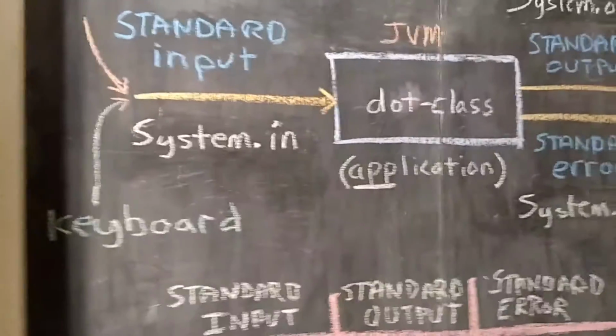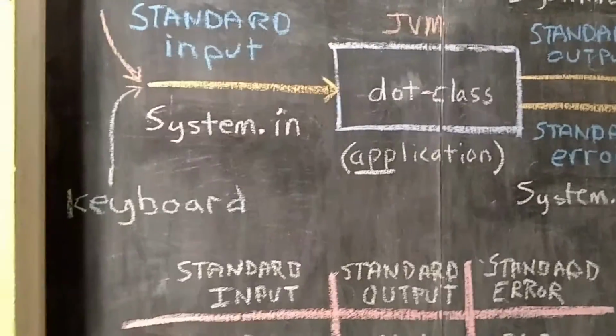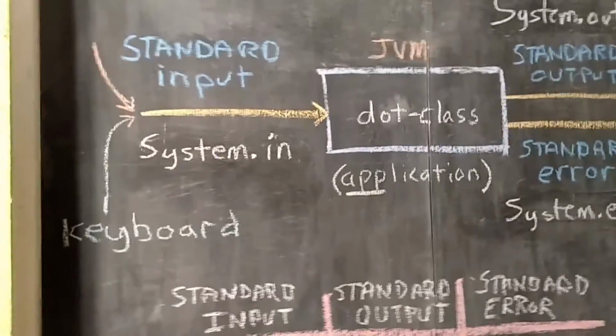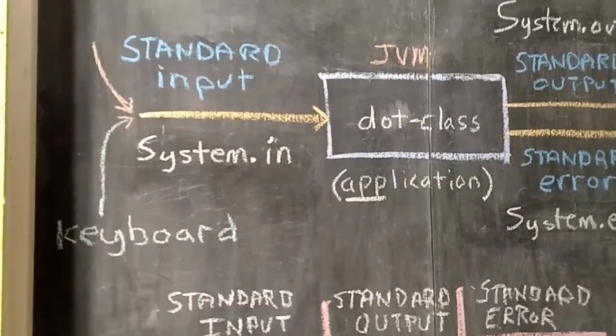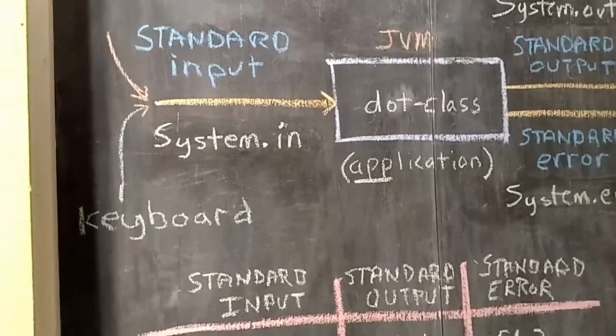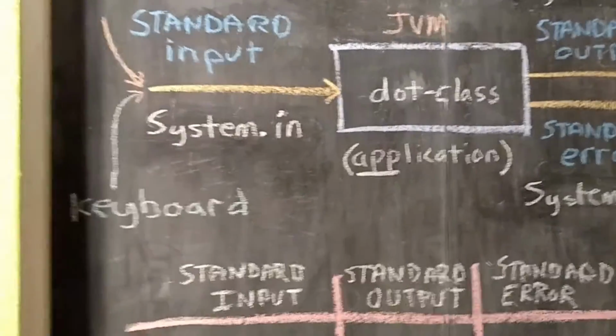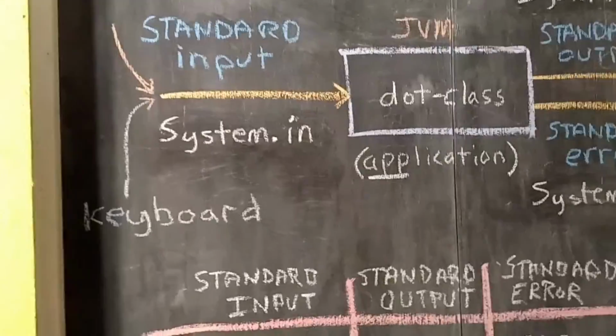Most of the time we end up using a Scanner object which does formatted input for us, but it uses the in object that's in the System class.